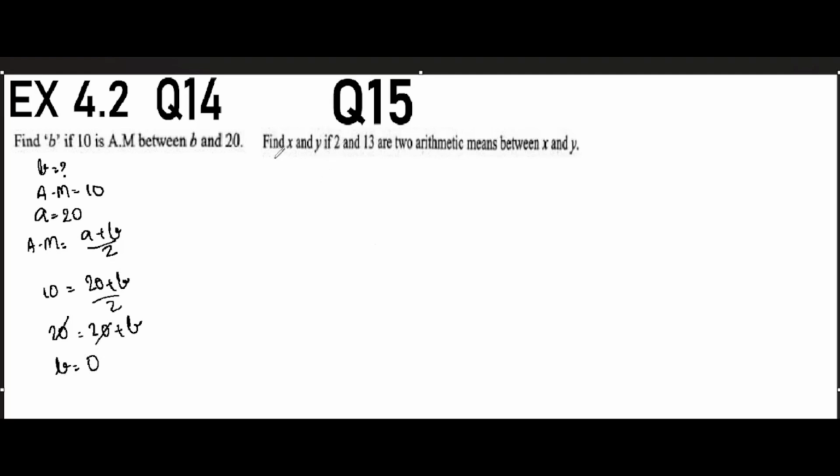In question number 15, we are asked to find x and y if 2 and 13 are two arithmetic means between x and y. So this is x. The two arithmetic means between x and y are 2 and 13.